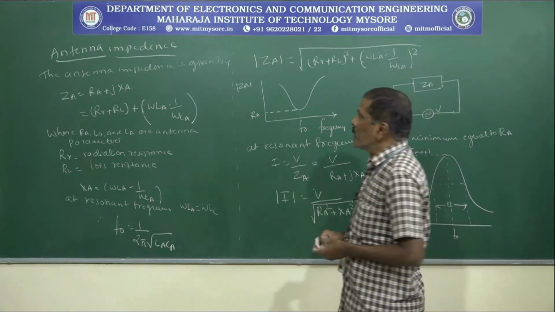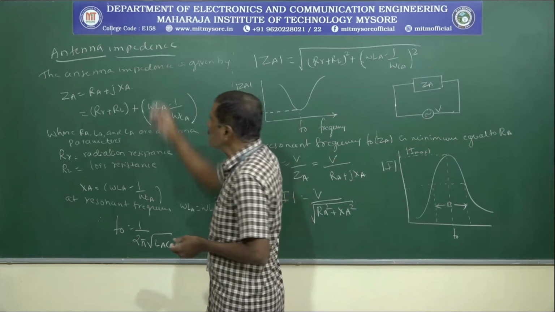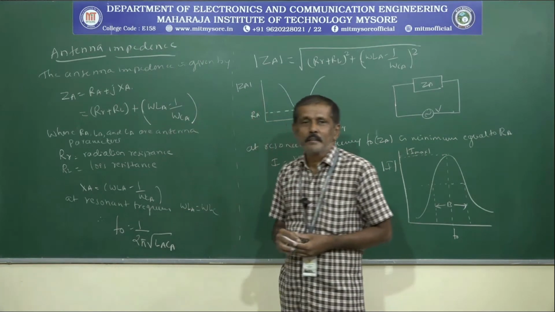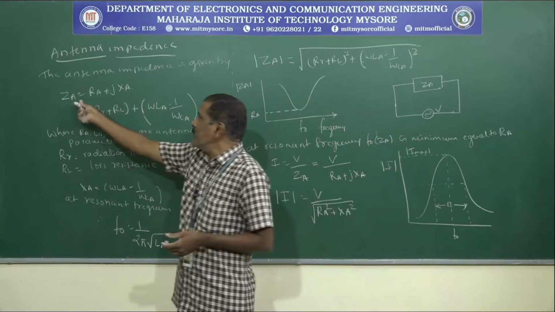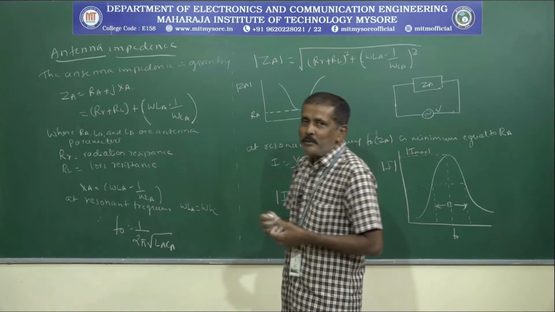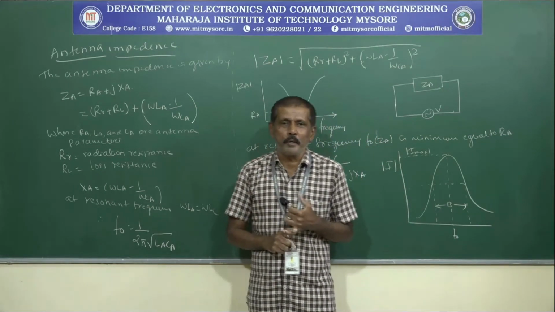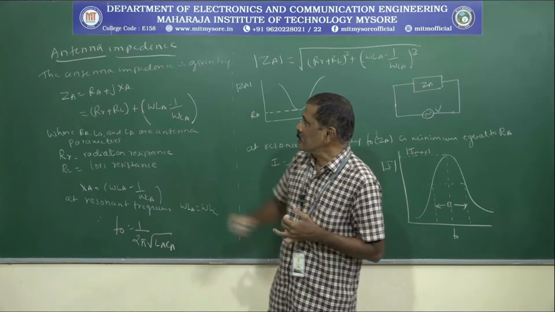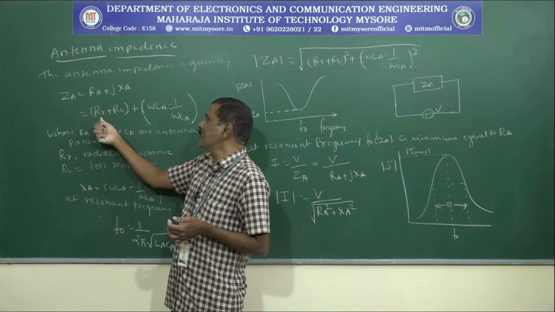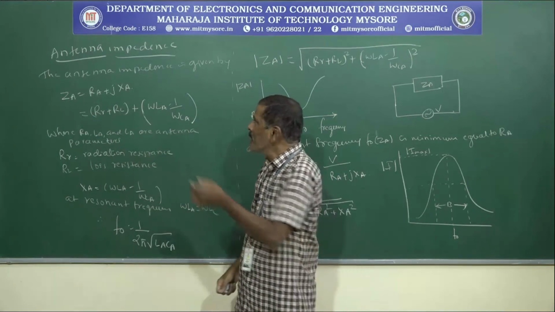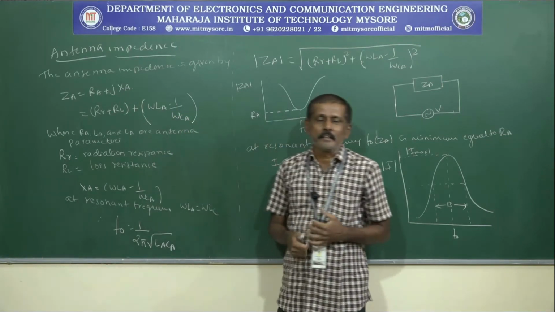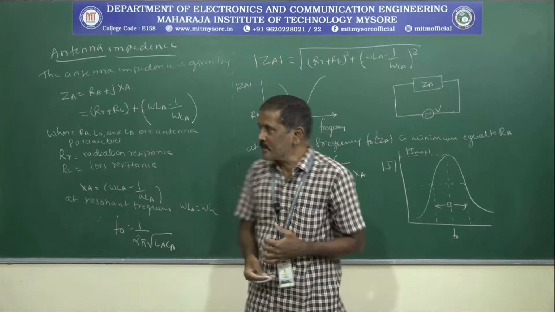Now let us consider one more parameter, that is antenna impedance. The antenna impedance is given by ZA equal to RA plus jXA, because as you know, the antenna contains both resistive and reactive components. The resistive component internally contains RR plus RL, and the reactive components are the inductive reactance and the capacitive reactance.